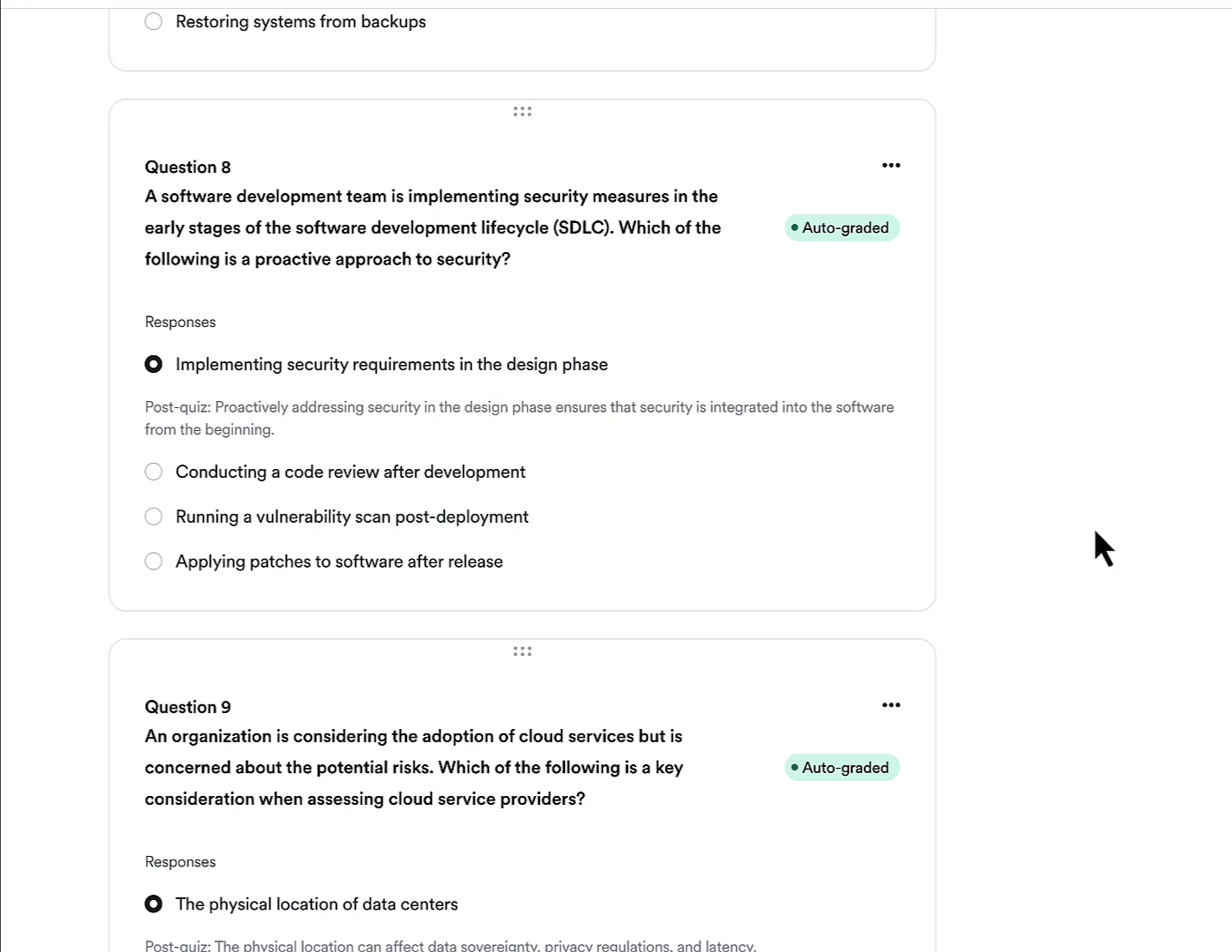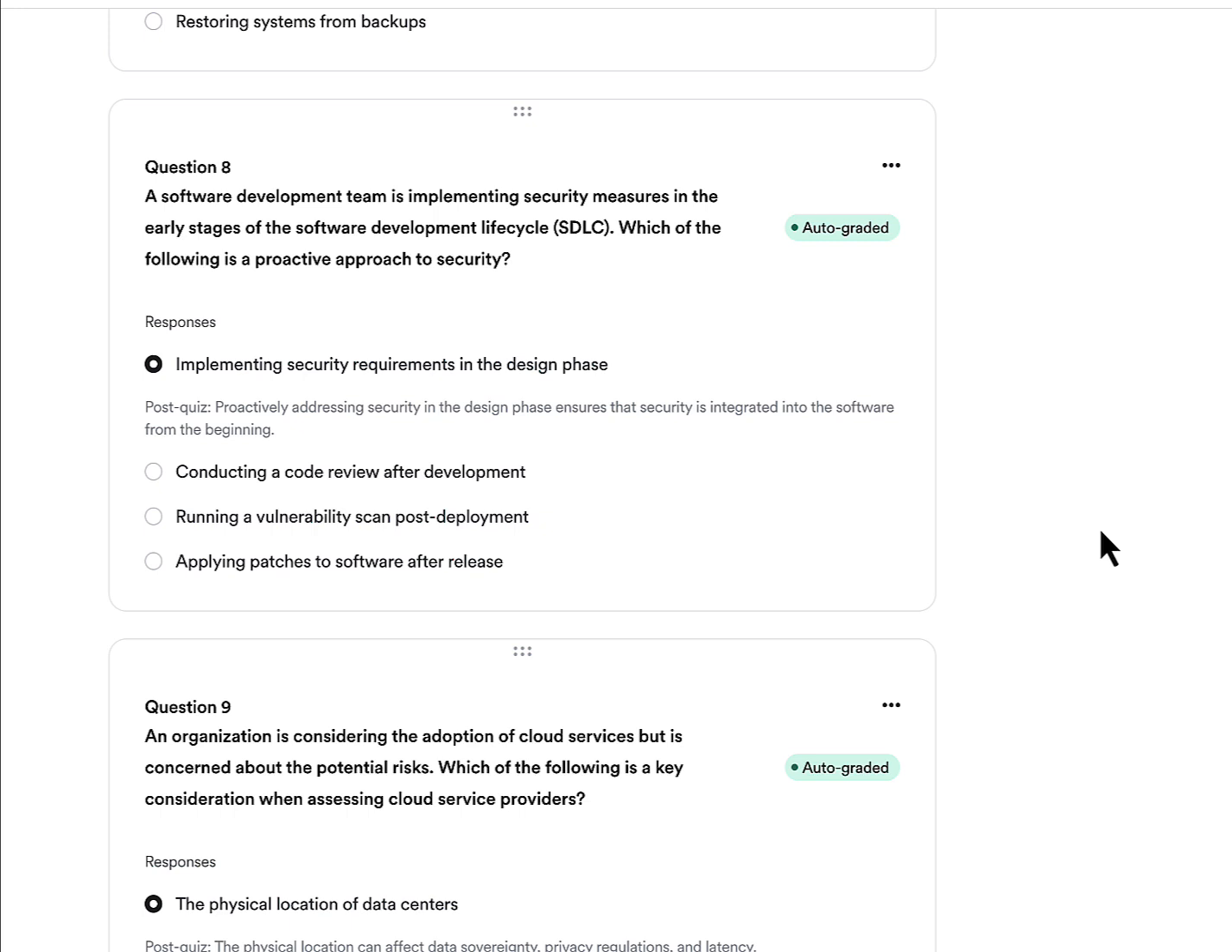Question 8. A software development team is implementing security measures in the early stages of the software development lifecycle, SDLC. Which of the following is a proactive approach to security? A, implementing security requirements in the design phase. B, conducting a code review after deployment. C, running a vulnerability scan post-deployment. Or D, applying patches to software after release.